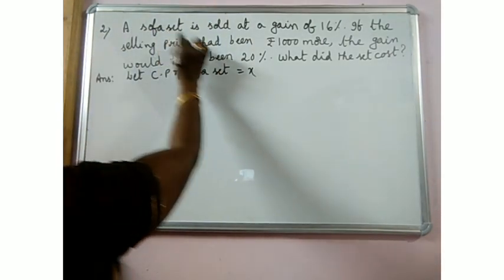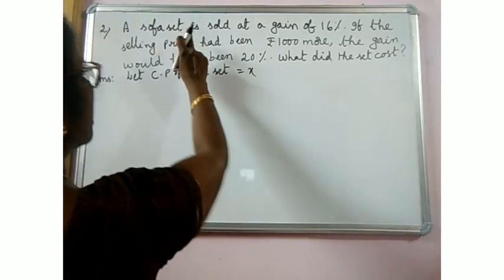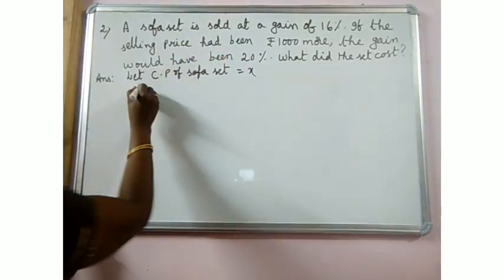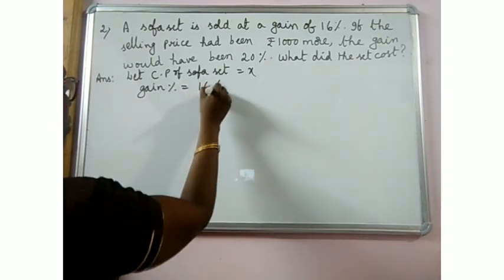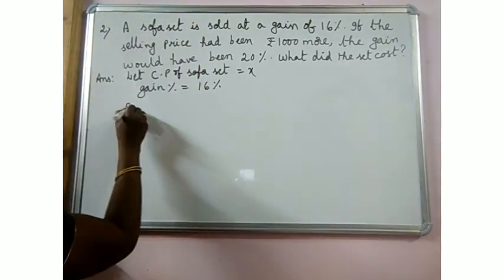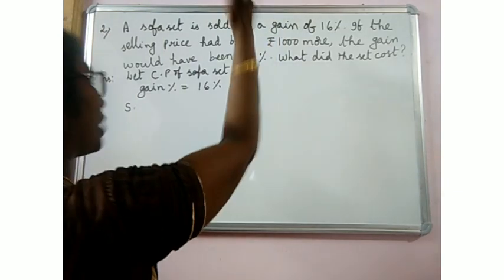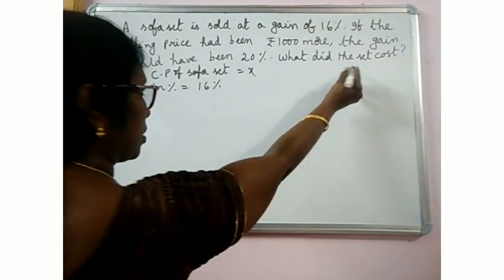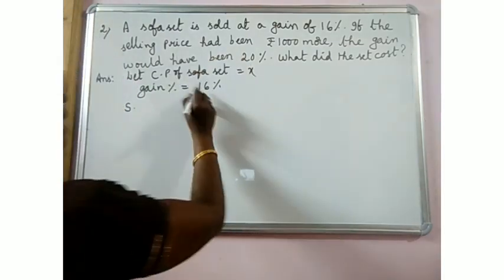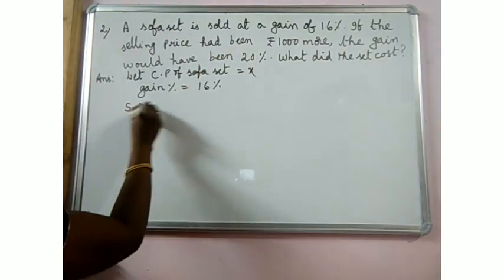A sofa set, we have taken the cost price as X. It is sold at a gain of 16%. That means, in the first situation, when the sofa set cost is X, gain is 16%. What is the selling price?